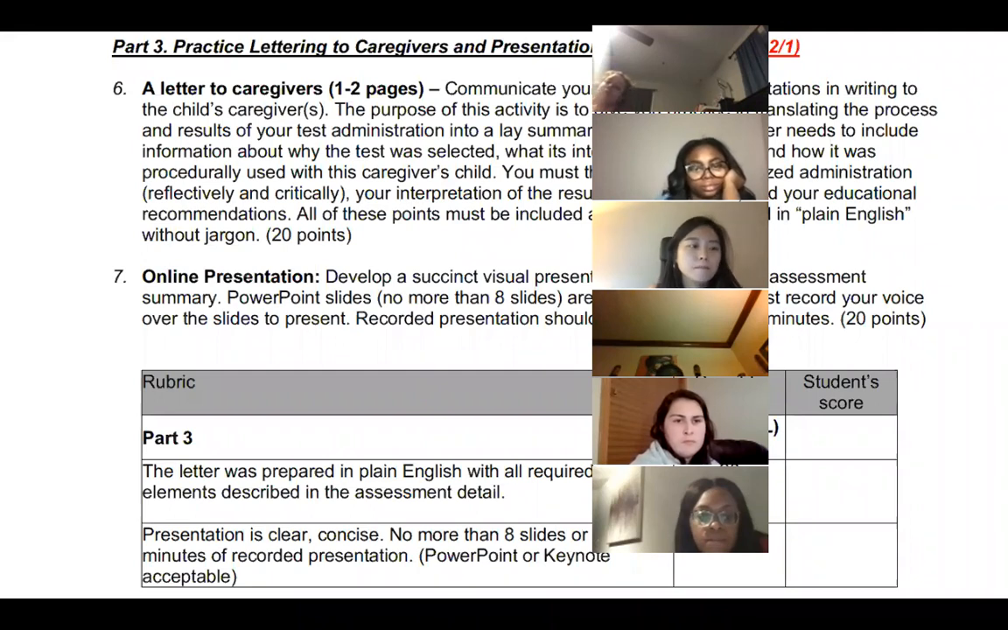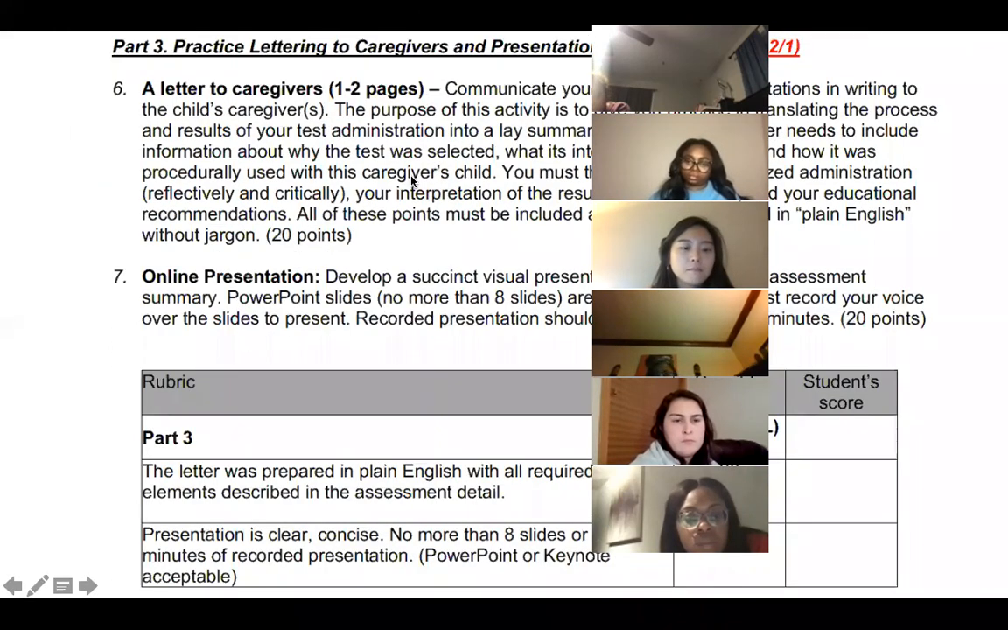Just attach this letter, just for practice, right? For us. So develop it and then attach it to this portion. And then for the online presentation, we have learned how to record the presentation.